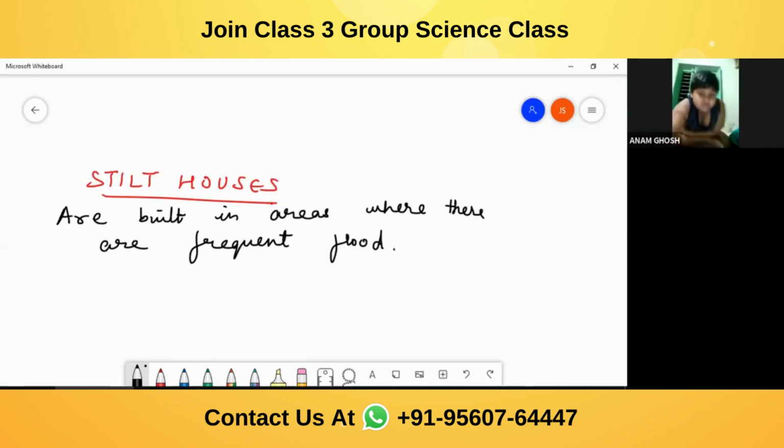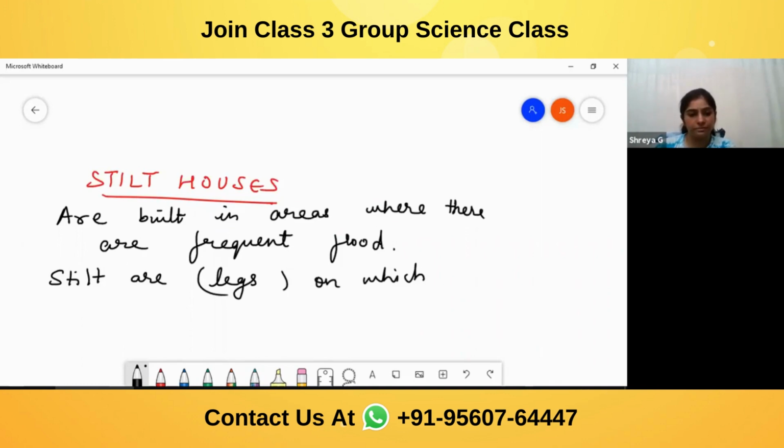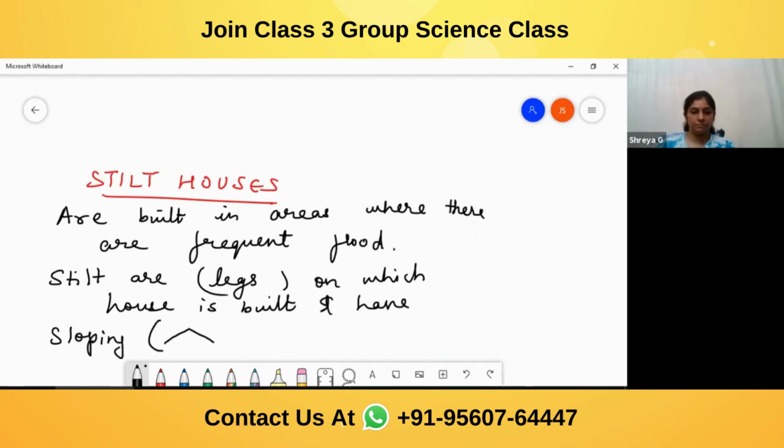Okay, ma'am. See, I've written: built in areas where there are frequent floods. Frequent floods means more flood prone areas. Stilts are the legs on which the house is built, and they have sloping roofs. Clear to everyone what I have written?